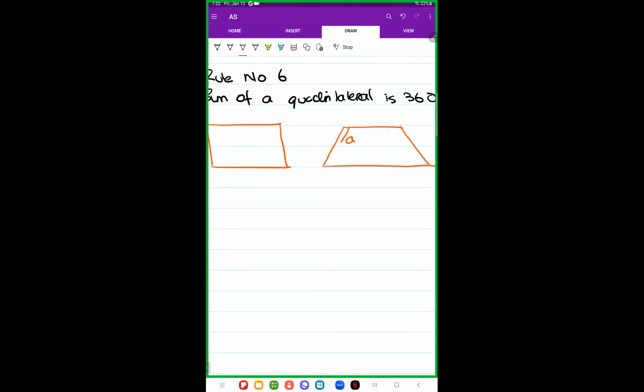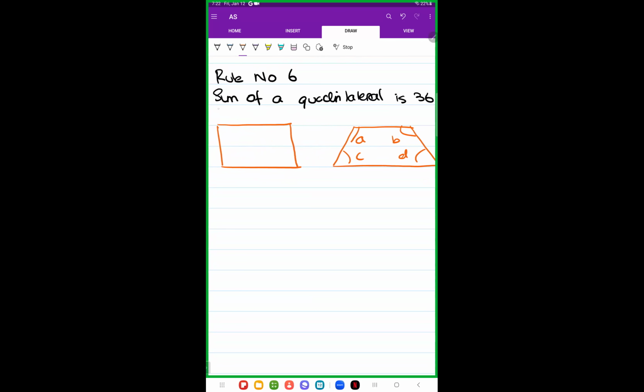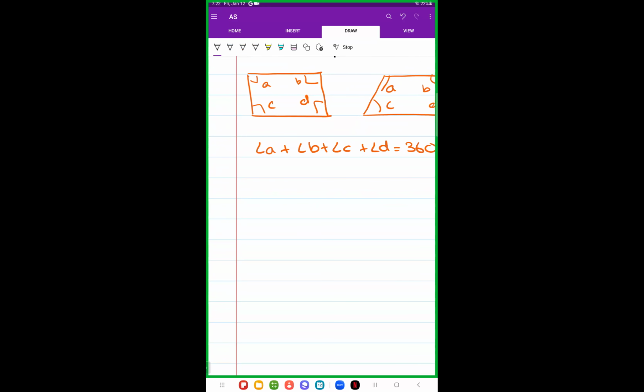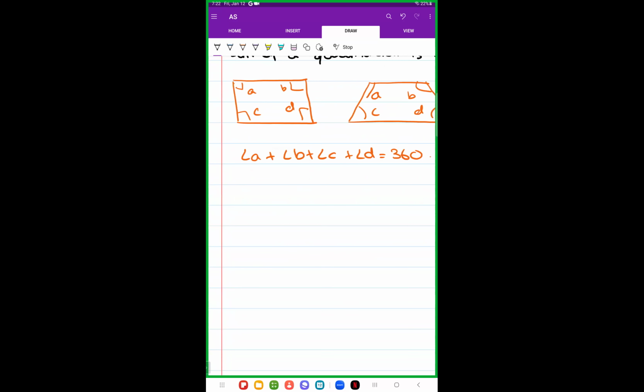So A, B, C, D. Or over here A, B, C, D. So angle A plus angle B plus angle C plus angle D should always be equal to 360. Okay? Yes. Lastly, this is not a rule, this is just general information.